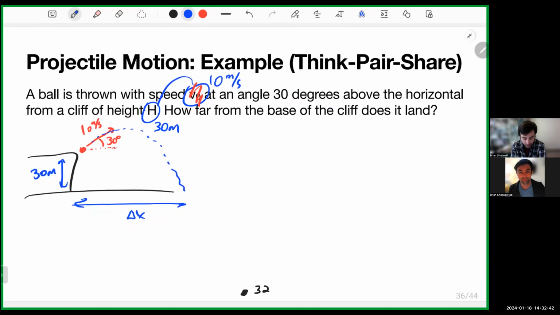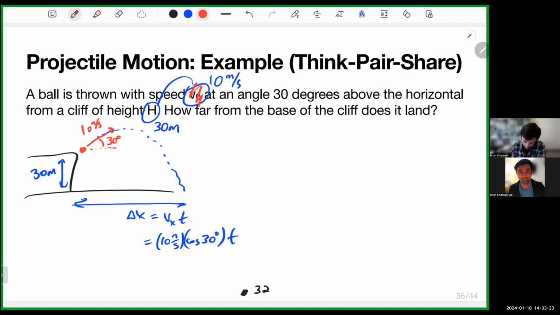So let's see, we want to solve for delta x. The x equations are pretty straightforward, right? It's Vx times time, and Vx is going to be 10 meters per second times cosine of 30 degrees times time. So at this point, we could plug in 10 meters per second and cosine 30 degrees, but we don't know time. As I mentioned in lecture, the only variable that's common to the horizontal and the vertical directions is time. So we're kind of stuck in the x direction, but in order to solve for time, we can look at the y direction.